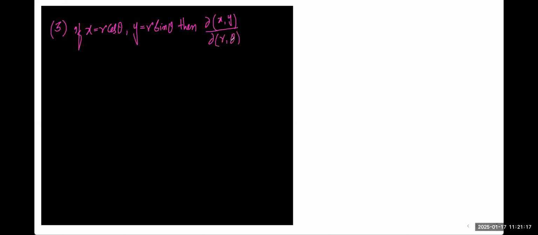The question is number 3. If x is equal to r cos theta, y is equal to r sin theta, then I have to find out the Jacobian of x, y with respect to r, theta. So now I am writing the solution, look at that.